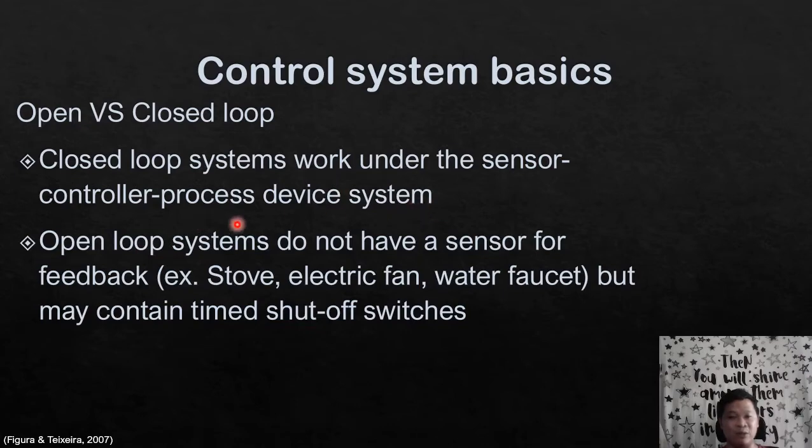So pag sinabi nating closed loop ay mag-isang gumagana yung sensor, controller, process device. Automatic siya in short. Pag open loop naman, wala siyang sensor. So meron lang siyang adjustable device pero mano-mano yung pag-adjust such as when you have your stove, electric fan, or gripo. But it may contain shut-off switches such as yung mga electric fan na may timer.